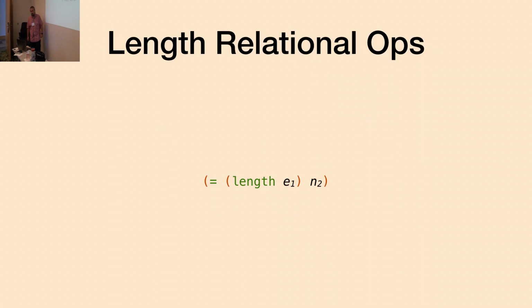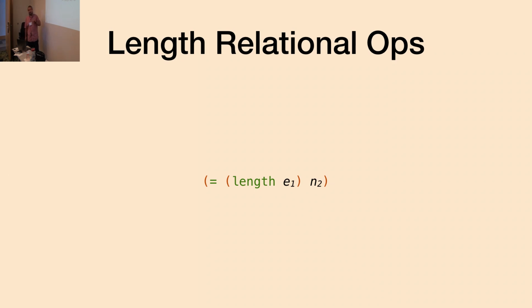A related optimization that we do, in that it's related to equality, are our length relational operators. And so this is basically a recognition that sometimes I want to call length on something, and I know that I'm comparing it to some small integer value. And by golly, it would be nice if this was just a constant time operation instead of being a linear time operation on the length of the list.